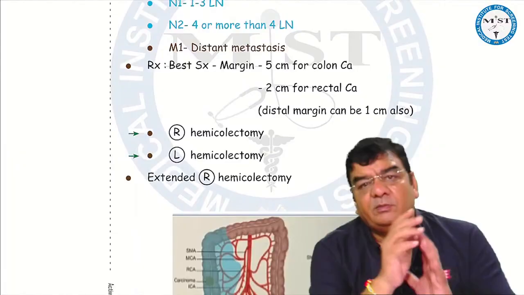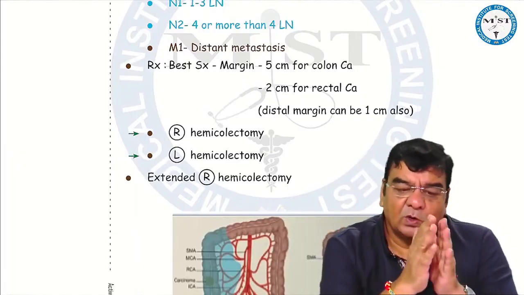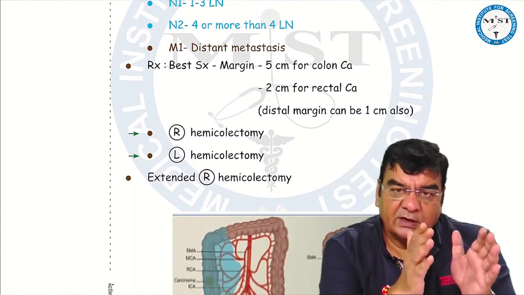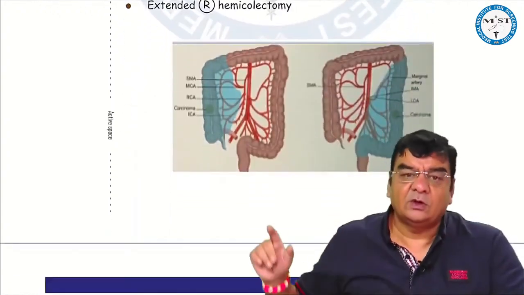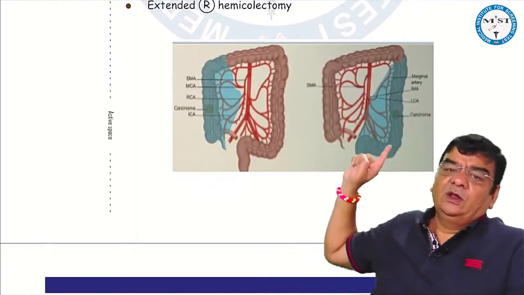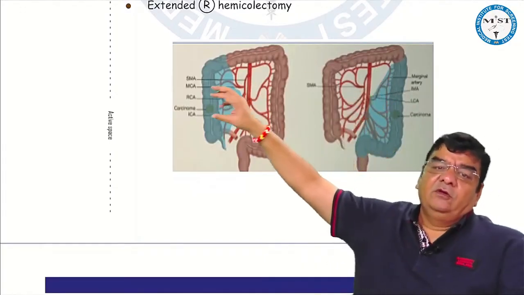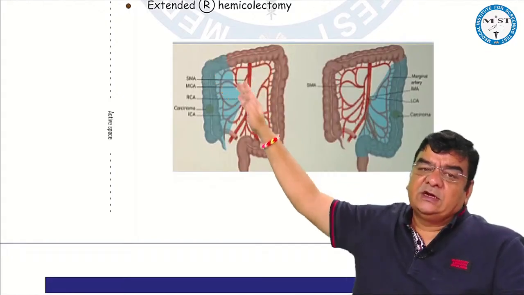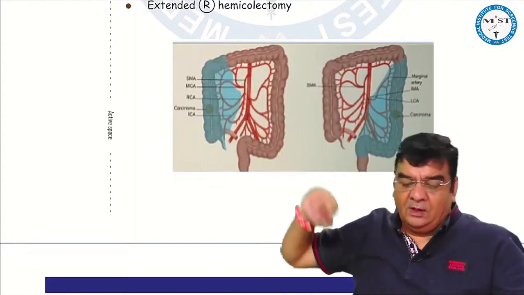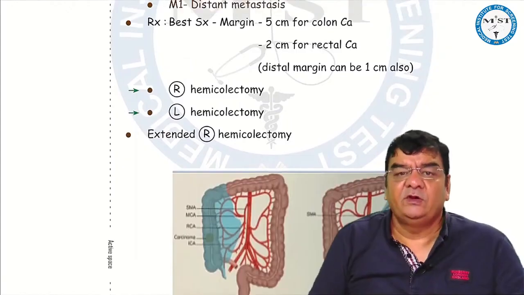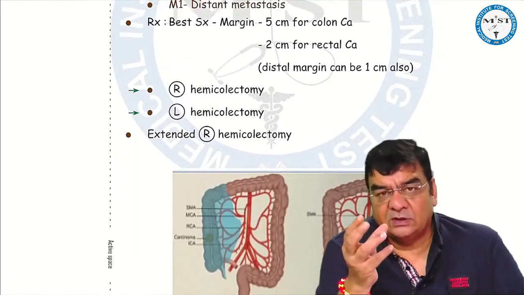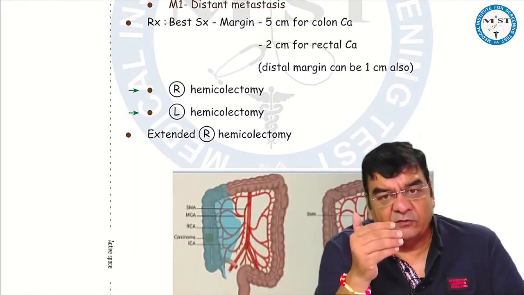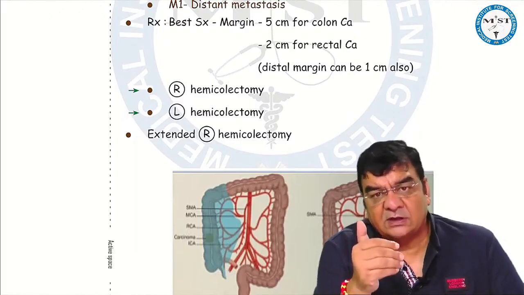In the treatment, the mainstay of treatment is surgery. In colon cancer, we take a margin of 5 centimeters. So if it's a right colon cancer, we do right hemicolectomy. Left colon cancer, then we do a left hemicolectomy. If the cancer is more towards the hepatic flexure of colon, then we do extended right hemicolectomy. While in rectal cancers, we take a 2 centimeter margin all around the cancer. And in rectal cancer, especially in the lower rectal cancers, even 1 centimeter of distal margin is adequate.